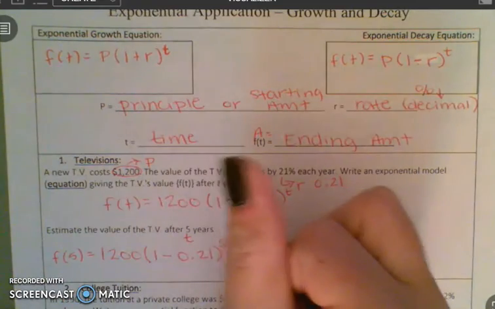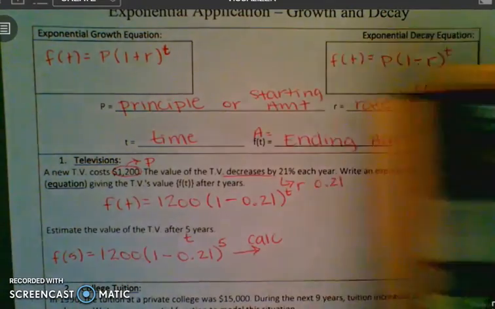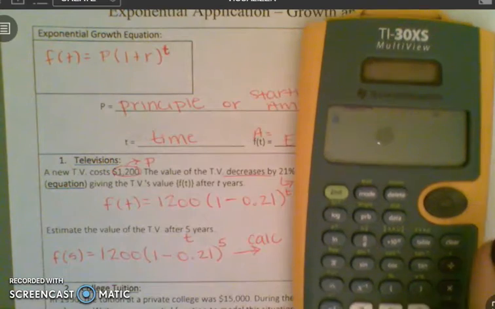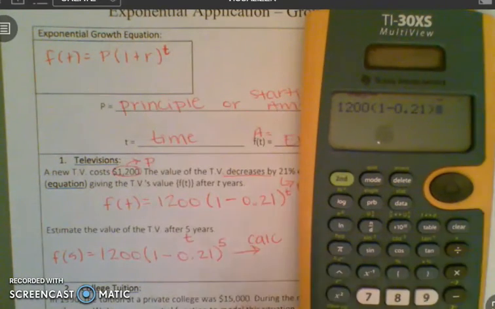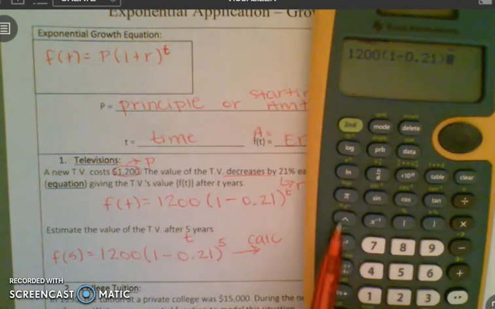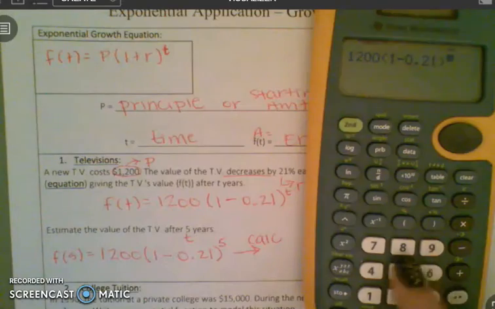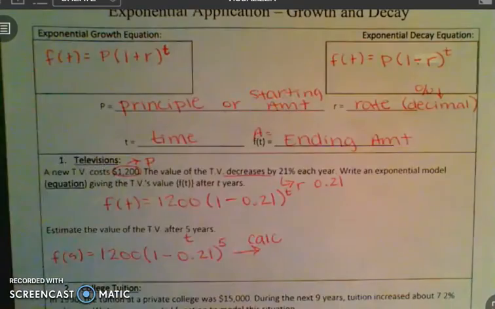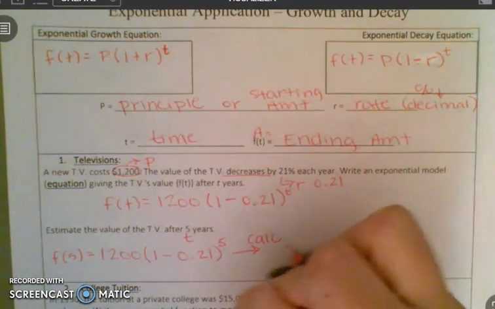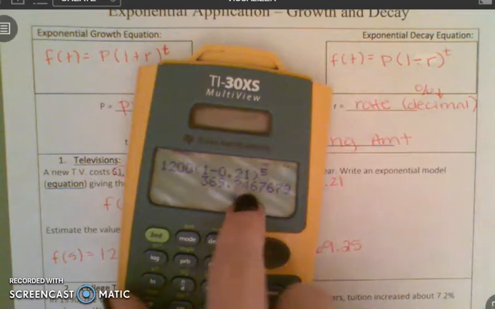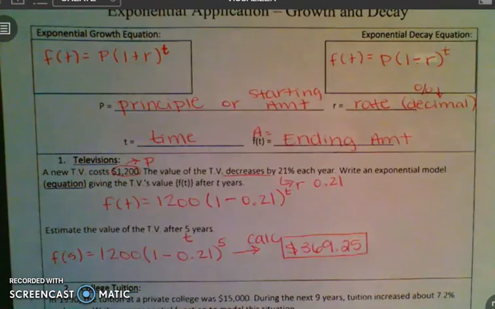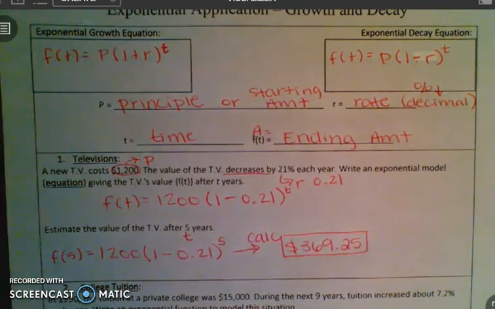So we're going to stick this into our calculator. Clear out what's there. 1,200 times 1 minus 0.21 parenthesis. And remember, to get to an exponent, you're using this key right here. It's called a caret key, 5. So it's approximately $369.25. It has to be 25 because if you look at the third number, it makes the 4 a 5. So that's our final answer for example number 1.